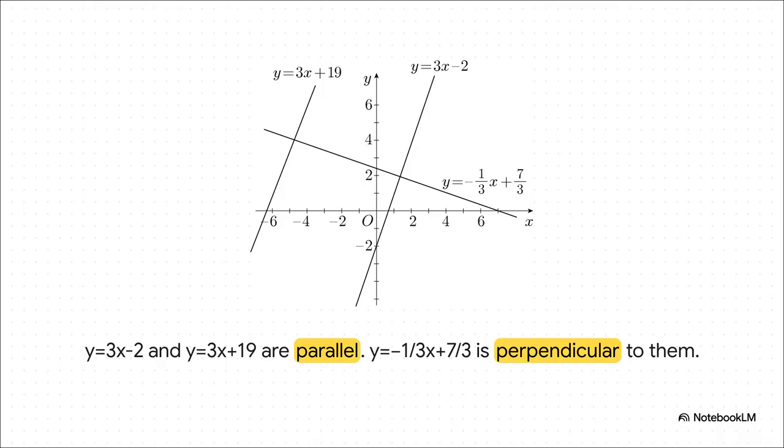See those two steep lines? They have the same slope of 3, so they're climbing at the exact same rate. They're parallel and they'll never intersect. But then look at this third line. Its slope is negative 1/3. What's that? It's the negative reciprocal of 3. And sure enough, it cuts right across the other two at a perfect right angle. It's all right there in the slopes.